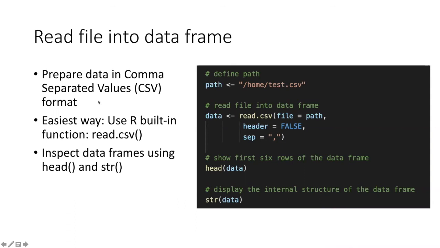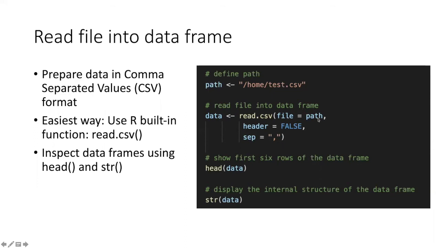And if you have the CSV file ready, you can just create a new variable, in this case, path. It can be other names, and you assign the path to the file to this path variable. And then you can use read.csv. It's an R built-in function to read the file as a data frame. So in this case, you use read.csv. In the argument, you put in file equal path, or you can directly put the path here. And that's the single required argument for read.csv.